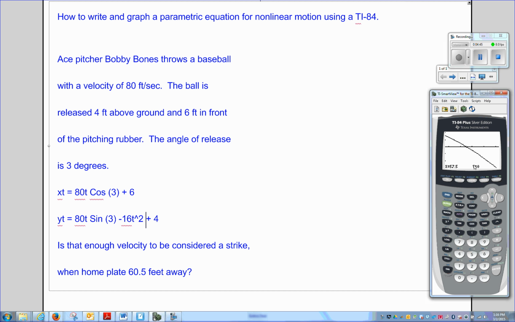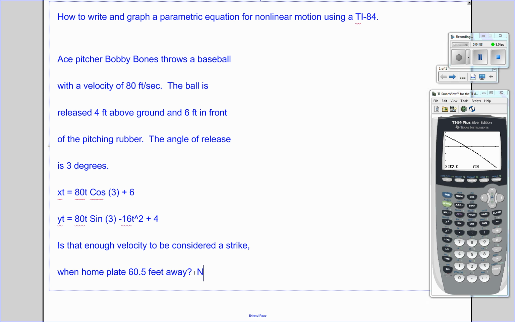you'll find that the height is 0 at 57.5 feet from the pitcher's mound, which means it's going to come up a little bit short. So the answer down here is 57 and a half feet. We will examine more closely how to solve these types of parametric equations a little bit later.